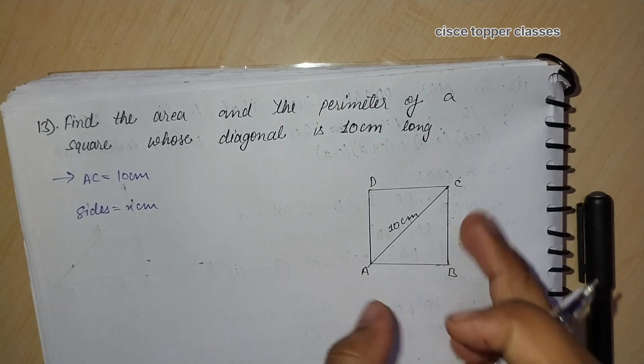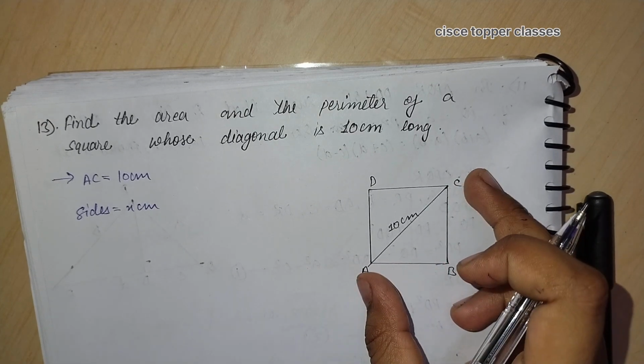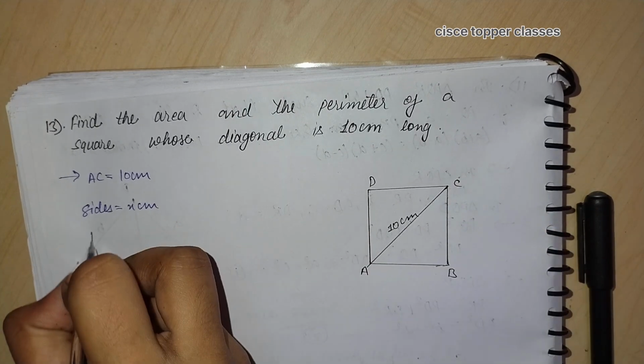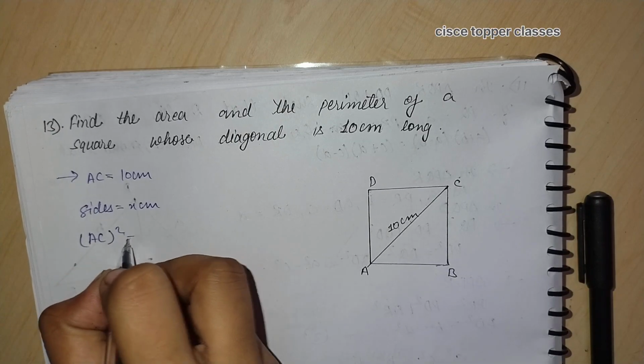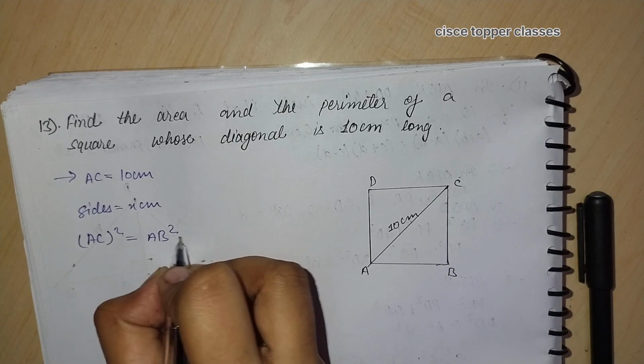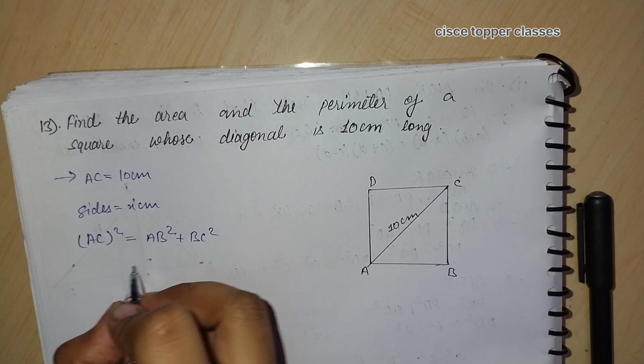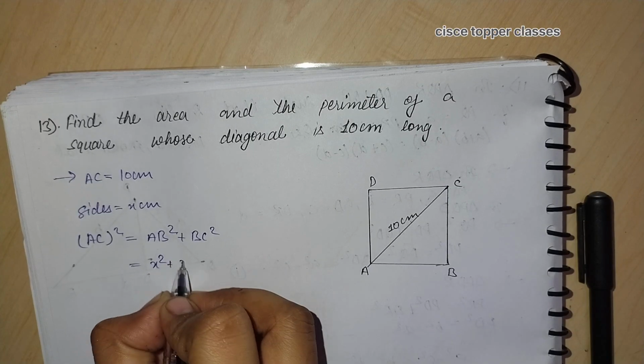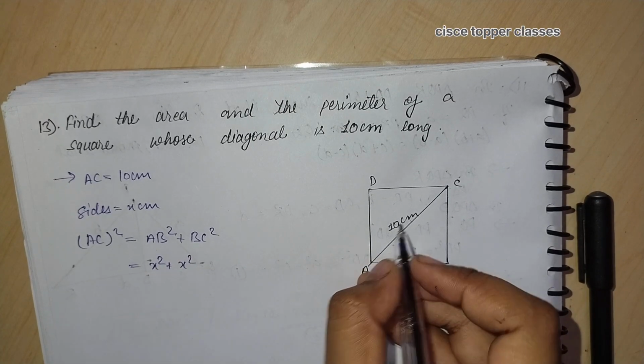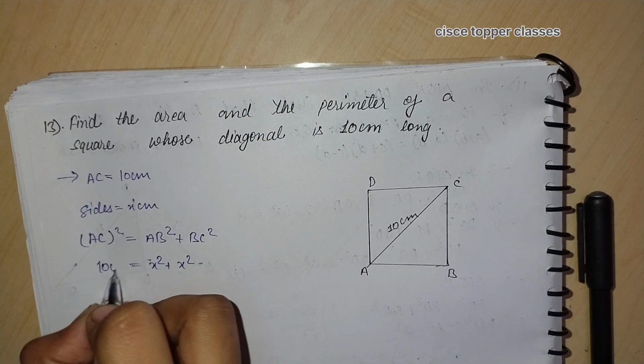By Pythagoras theorem, in this triangle ABC, we can write AC square is equal to AB square plus BC square. And each side is x, so we can write x square plus x square. And this diagonal is 10 centimeter, so we can write it as 100.